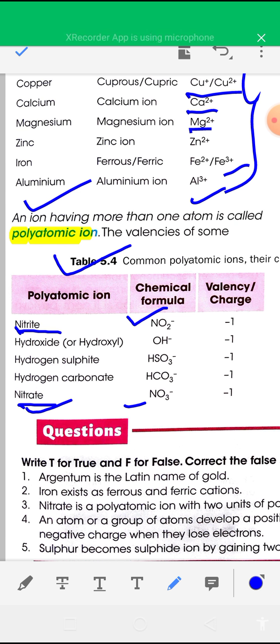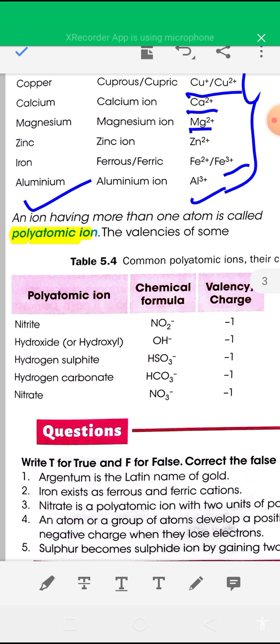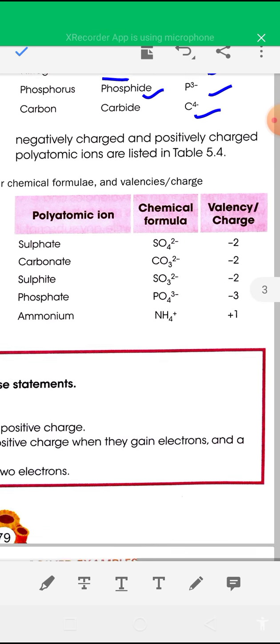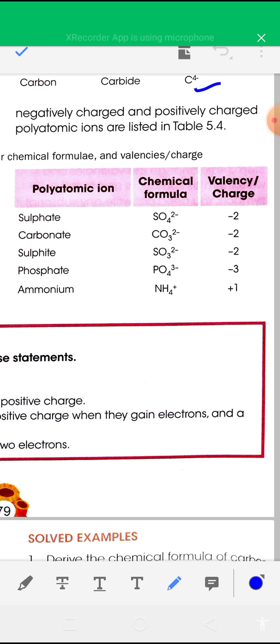Nitrate means NO3 minus, valency is -1. Hydrogen sulfite, HSO3 minus, valency or charge is -1. Okay, and some more polyatomic ions are also given. Sulfate, SO4 2 minus, sulfate radical or sulfate polyatomic ion, valence is -2.